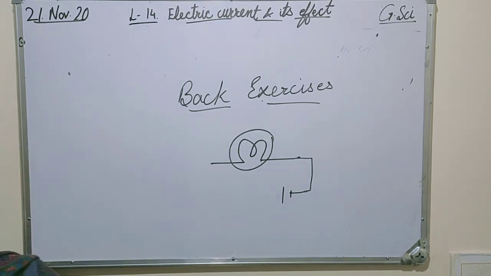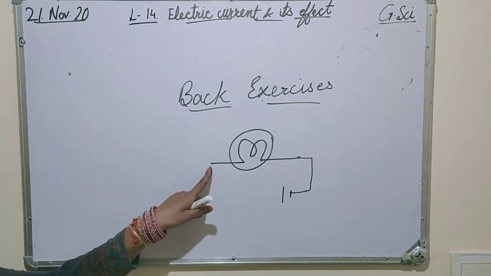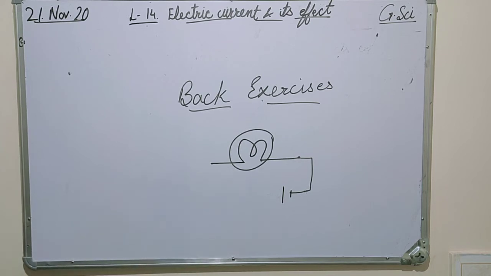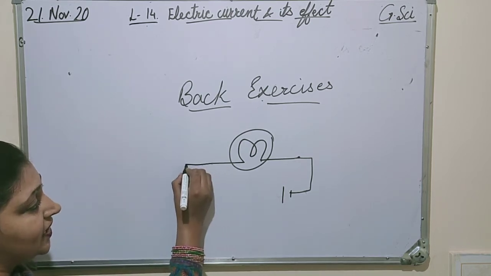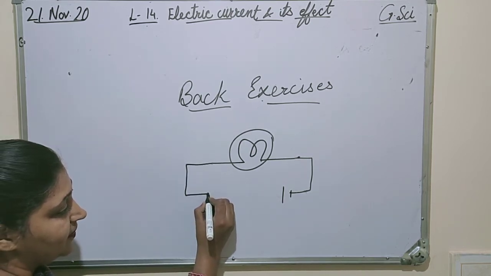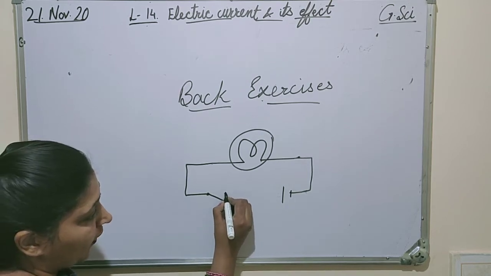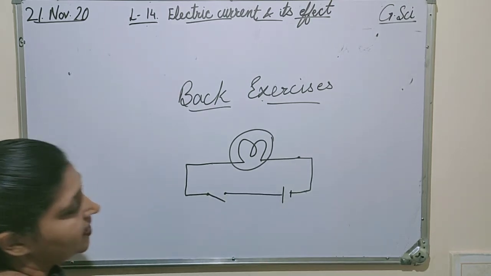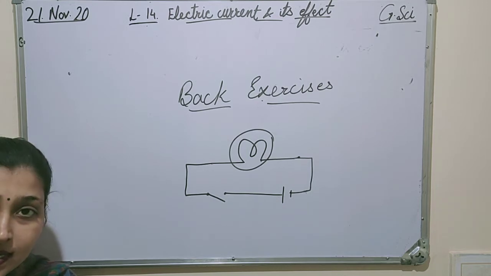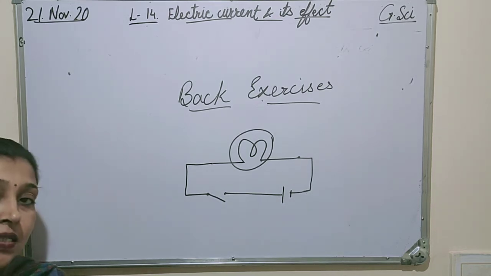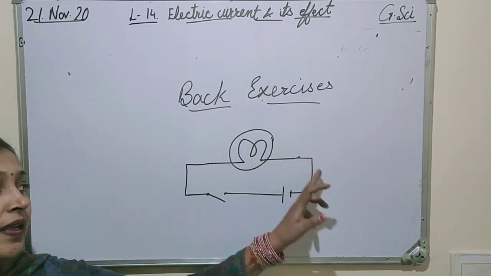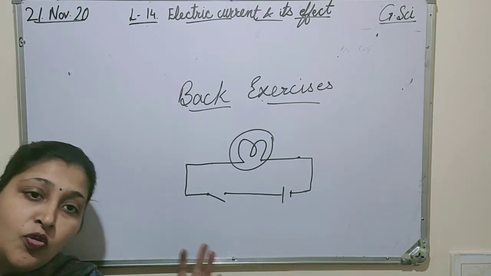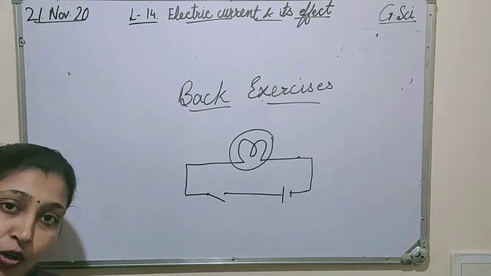And the other terminal of the bulb is connected to a switch. See, it is the switch of a safety pin, right? And it is on. So this is the circuit diagram for question number 2. Isn't it very easy? Start from one point and then move on as the circuit is moving. It will be very easy for you.